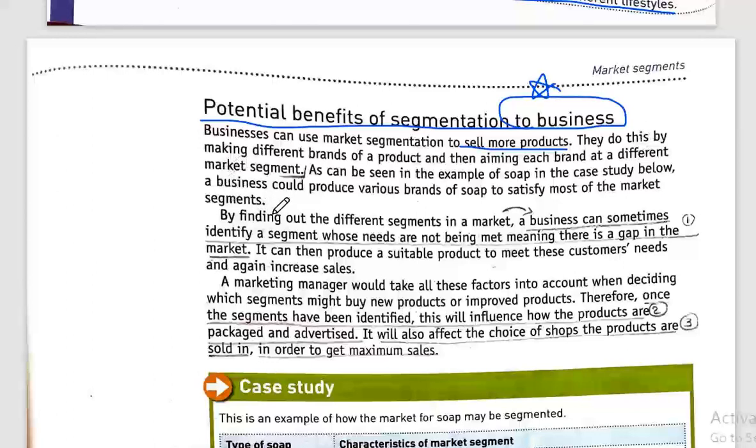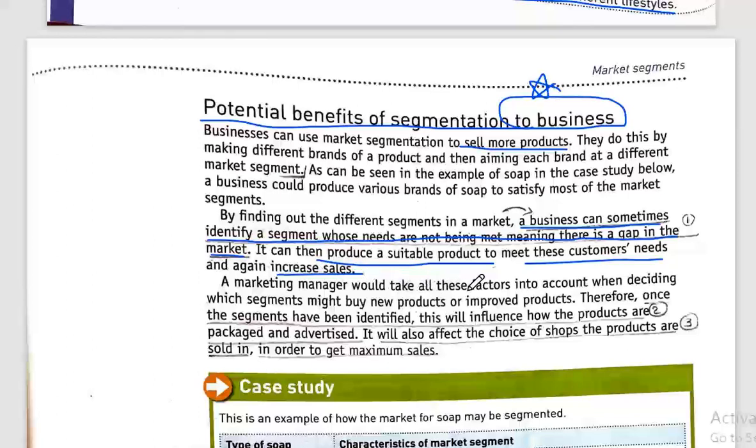All right, so by finding out the different segments in the market, a business can sometimes identify a segment whose needs are not being met, meaning that there's a gap in the market. So I make sure that I'm covering all the needs. When I segmented the market, I made sure that I didn't miss out any customer. And even if I did before the segmentation, now with the segmentation, all of their needs are being met, and I'm producing a suitable product that meets their needs and also increases my sales as a business.